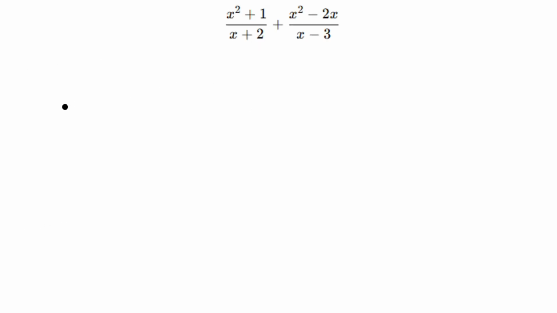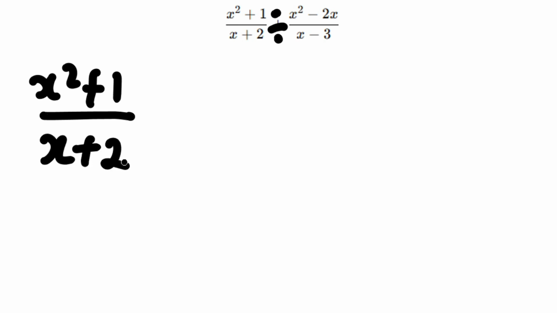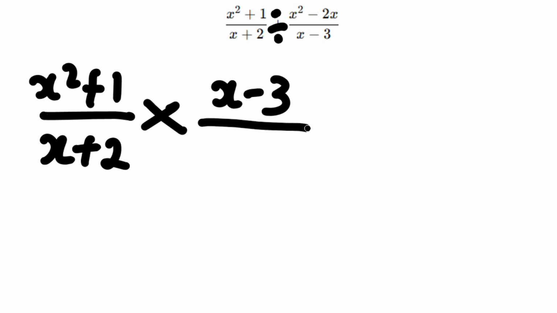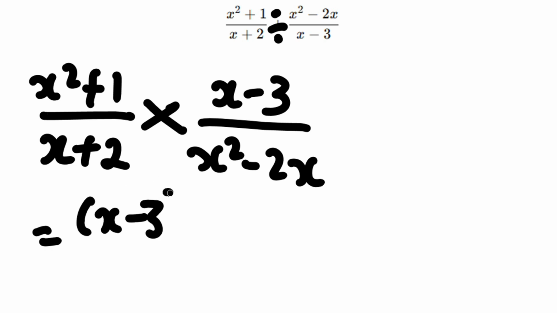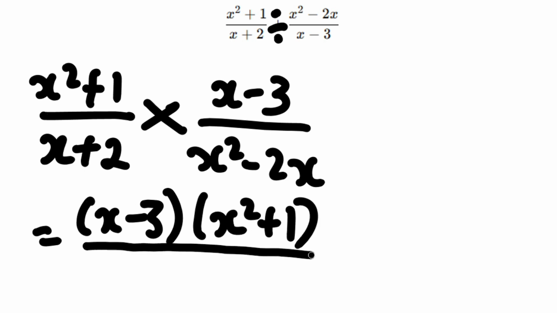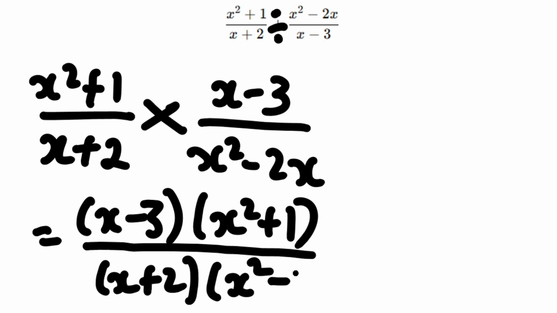So this one too, we do the same thing. This divided by this. You keep the first fraction, x plus 1 all over x plus 2. So this one, the sign changes. You swap, so x minus 3 comes to the top, and x squared minus 2x comes to the bottom. Now you do x minus 3 at the top multiplied by x squared plus 1. Those are the numerators together, and the denominators are x plus 2 multiplied by x squared minus 2x. So we keep them like that. This is the final answer.